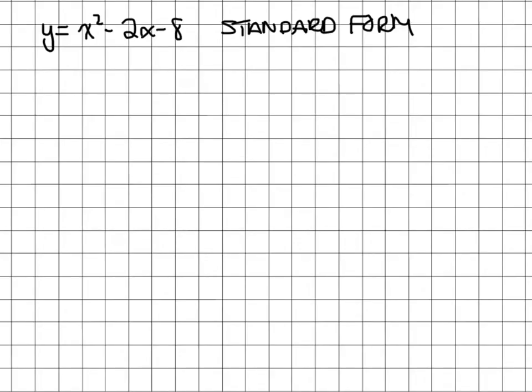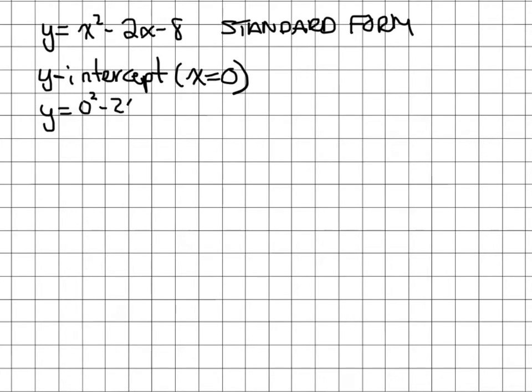So now looking at standard form. In terms of properties, we have the y-intercept, and that is when x is equal to 0. So what I can do is substitute in 0 for x and solve for y. So I have y equals 0 squared minus 2 times 0 minus 8, which is 0 minus 0 minus 8, which is minus 8. Okay, great. I got the y-intercept.